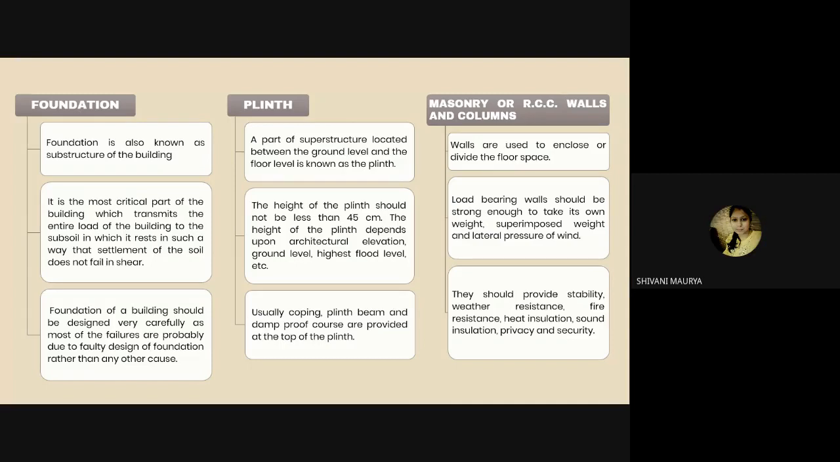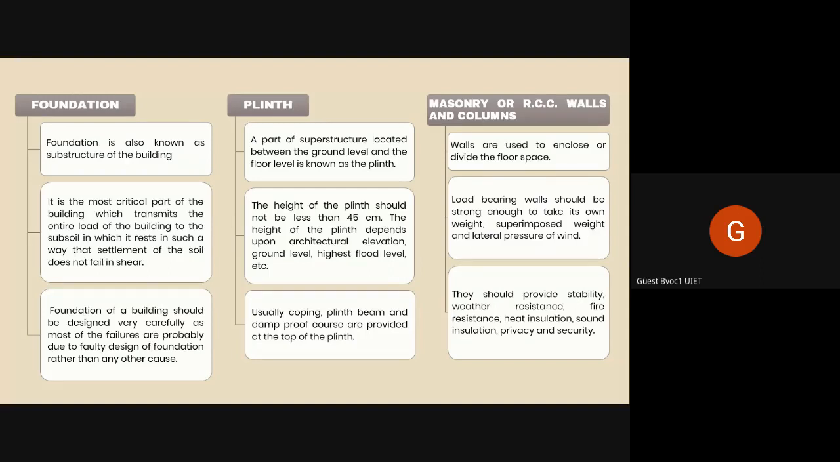Ma'am, in the foundation part, please explain the third line again. Third line: foundation of a building should be designed very carefully as most of the failures are probably due to faulty design of foundation rather than any other cause.